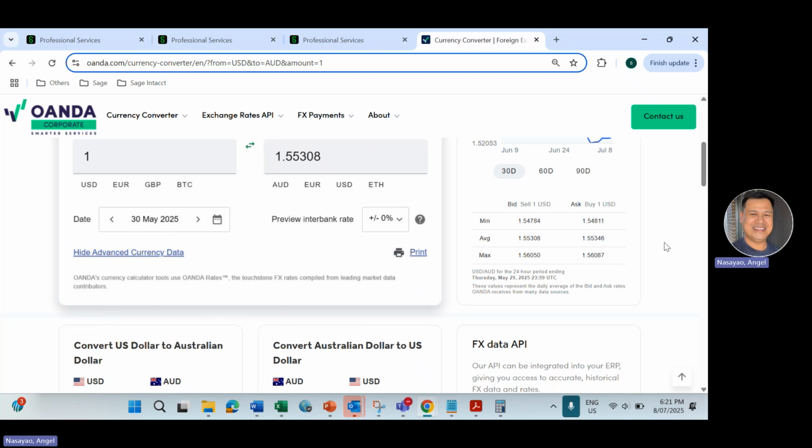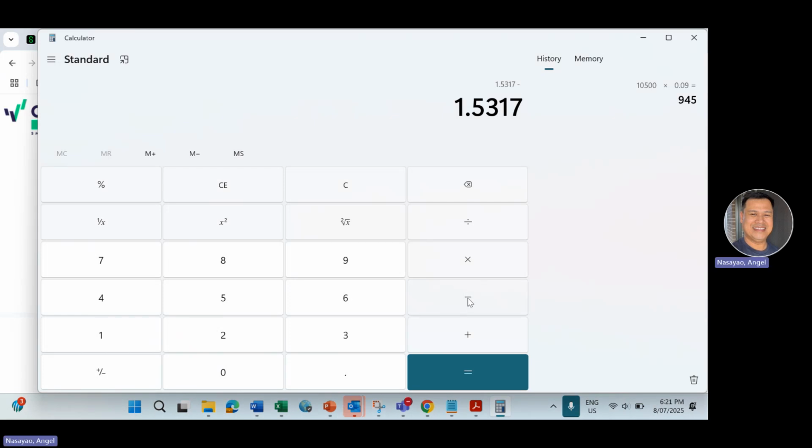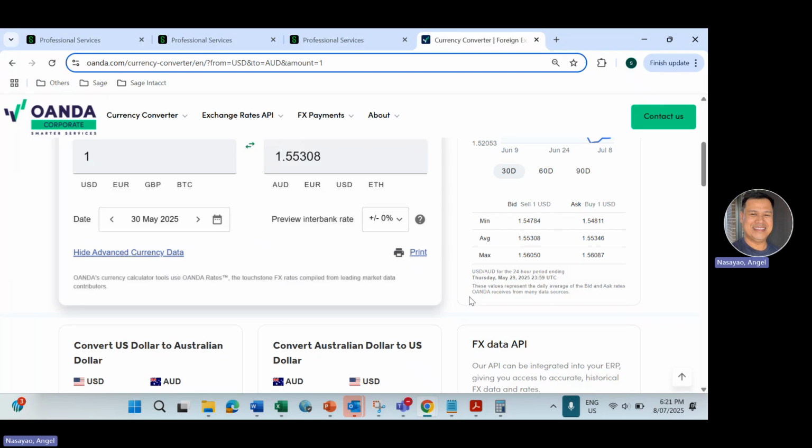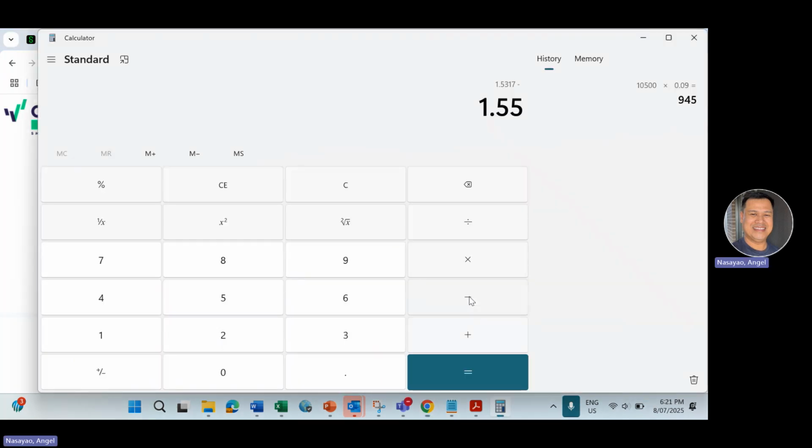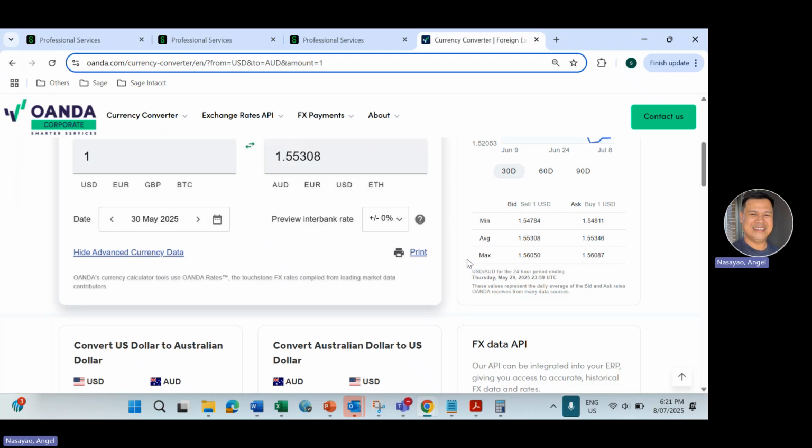So we have 1.5536, so minus 1.55, sorry, 35. All right, so what's the difference now? Okay, so let's multiply it. The rate actually decreased, right?